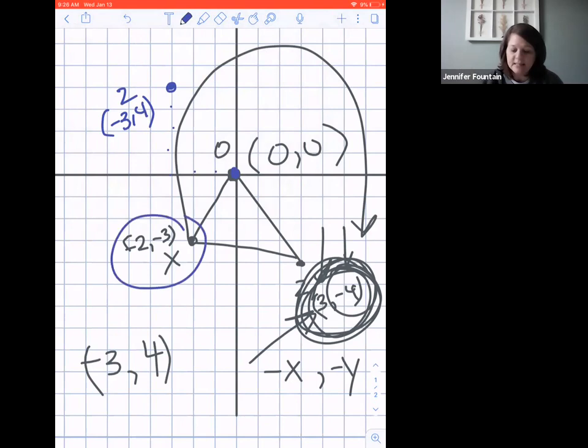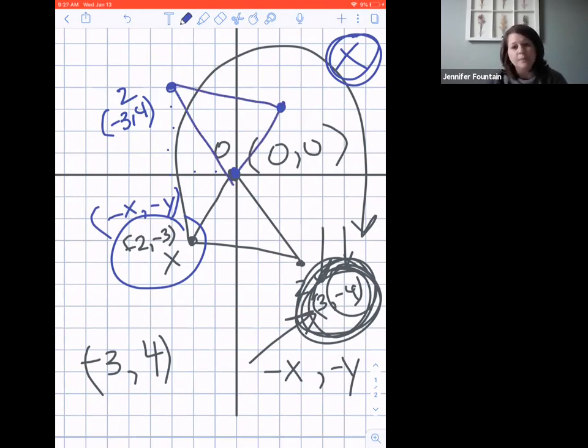Then I know that X is going to have to end up on this side over here because it's going 180 degrees. So for -2, -3 to transform over here, my -2 has to become positive. I'm taking the opposite of X and the opposite of Y. So for -2, its opposite is going to be +2, and the opposite of -3 is +3. So then I'm able to look at that, and that would be the 180 degree rotation. Now this one is 2, 3.